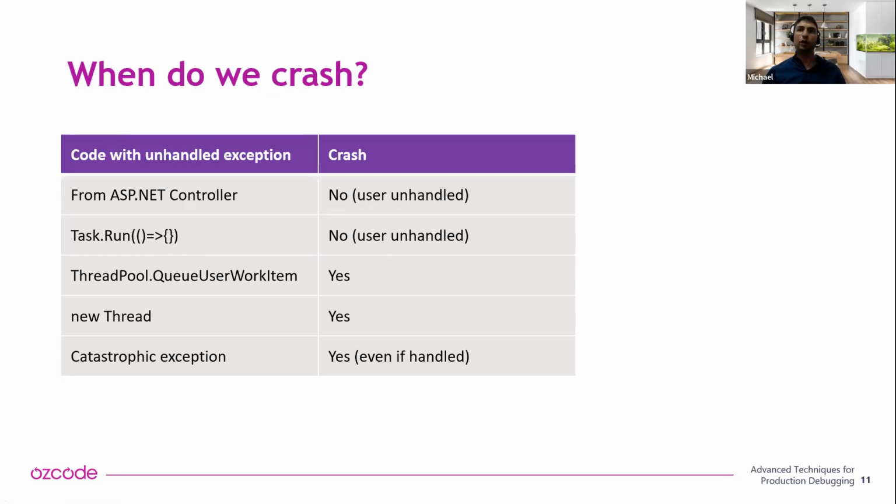It doesn't crash. What does crash the process? When you use the thread pool yourself with the ThreadPool class, or when you create a thread yourself with new Thread, or when there's a catastrophic exception. And the catastrophic exception, even if you catch it with a catch clause, it doesn't matter. It will crash the process. Those are OutOfMemoryException, AccessViolationException, ExecutionEngineException and all those guys, and StackOverflow, of course, that we happen to dislike very much.